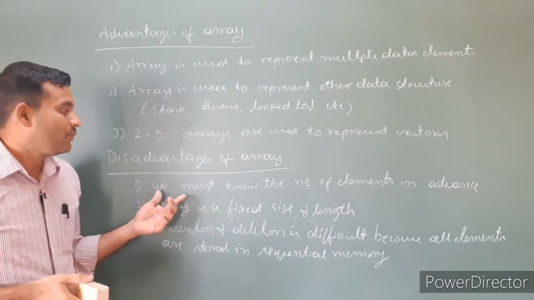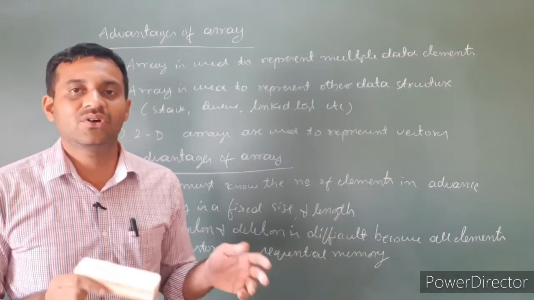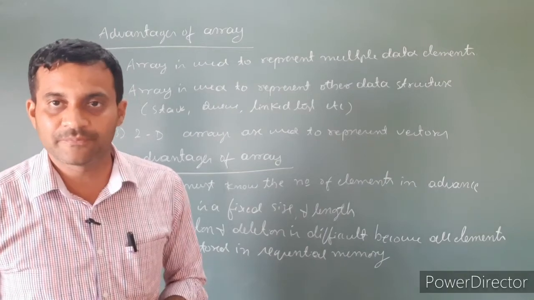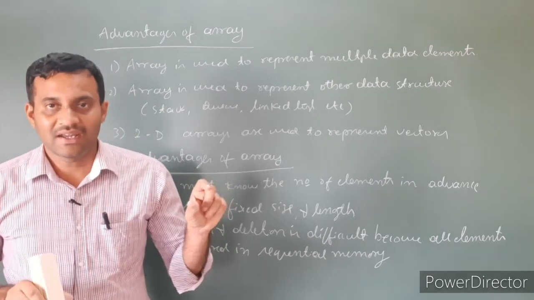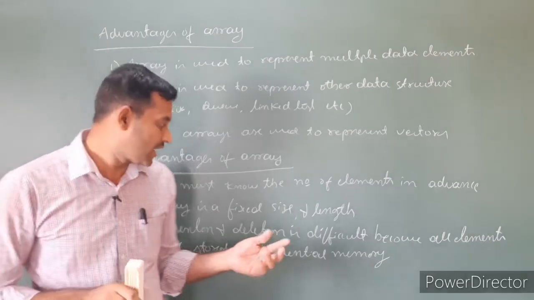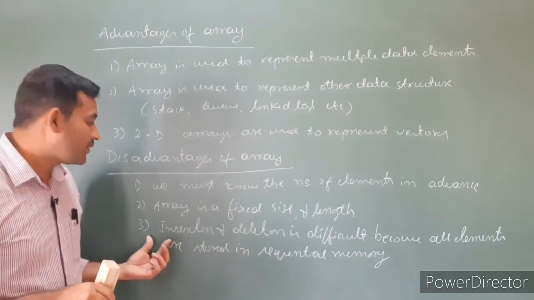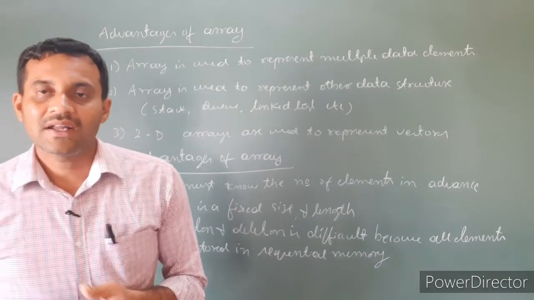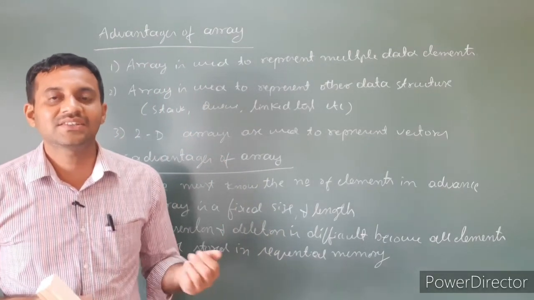In the disadvantages, we must know the number of elements in advance. How many elements are grouped, that we must know in advance. Then an array is of fixed size. It is a static memory location. Static means once we declare an array in the declaration section, it cannot be altered throughout the program. That is the meaning of an array being of fixed size and length. Then third, insertion and deletion of an element is difficult in an array because all array elements are stored in sequential memory locations. Hence, insertion and deletion of an element is difficult.